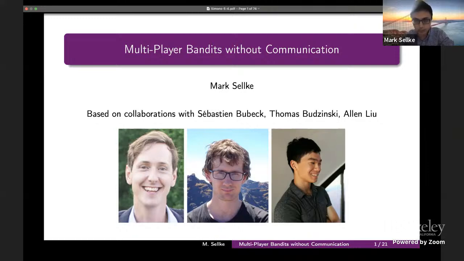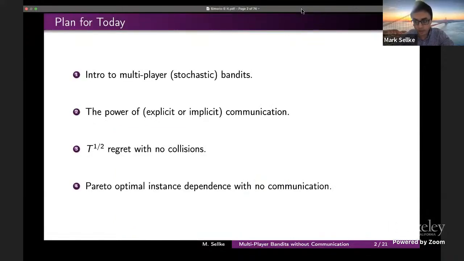So I'll talk about multiplayer bandits without communication. I'll mention two works I was involved in, one of which was with Sebastien and Thomas, the other of which was with Allen. But I'll take a little bit to get there. I'll start by first setting up what is multiplayer bandits, and then I'll really talk for a bit about communication and why it is important to keep careful track of when studying this problem. And then in the second half, I'll say a bit about how you can get square root T regret and even some gap-dependent regret bounds for this problem in a pretty strong sense with kind of no communication, no collisions.